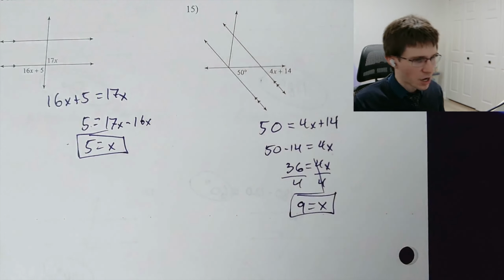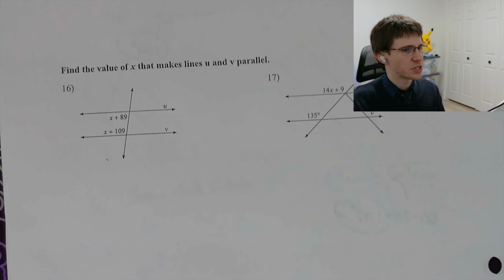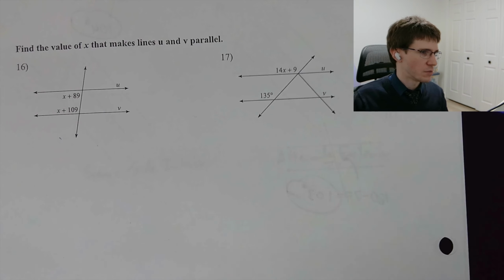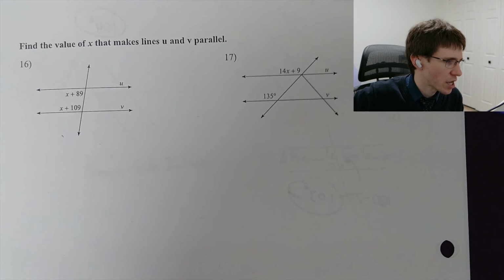We're all done. The next question has different instructions, but the different instructions don't actually change anything. You're still finding the setup to make them parallel, and in order to make them parallel, they're going to have to add up to 180 or instead be equal to each other, one of the two.